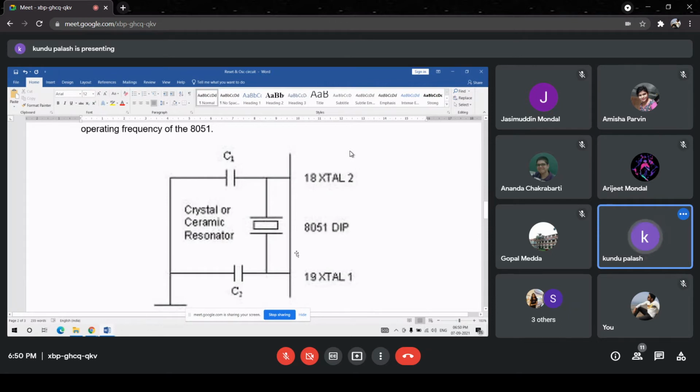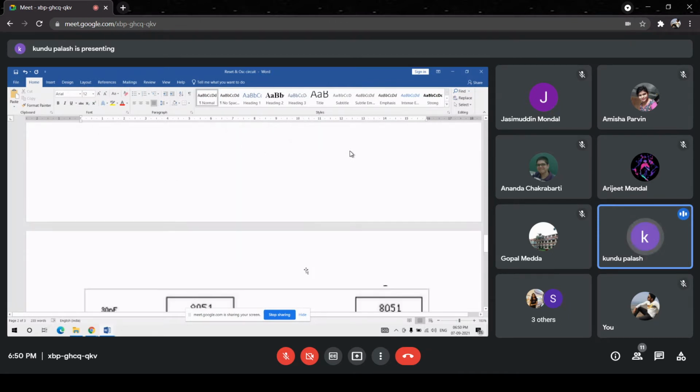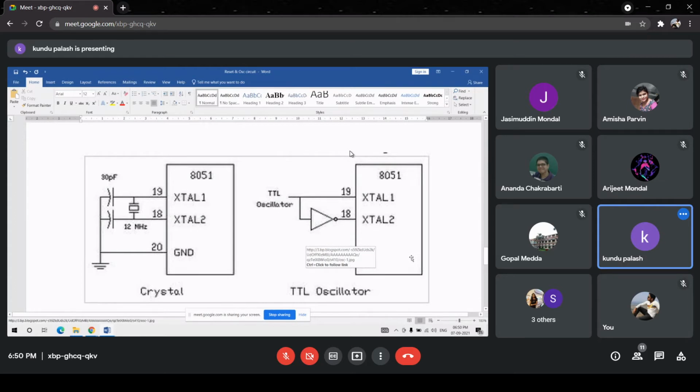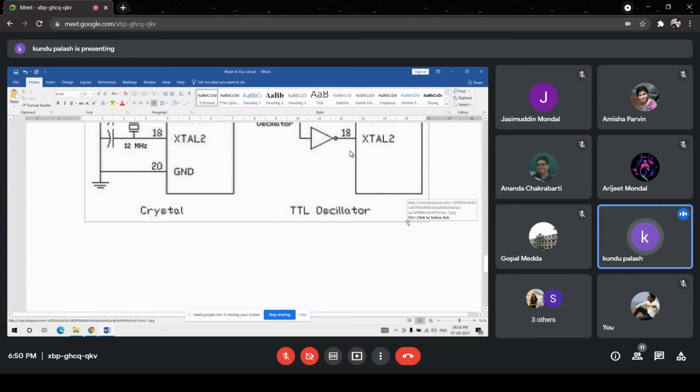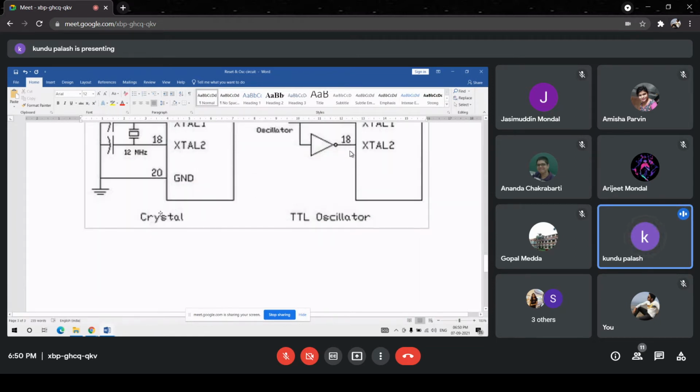And this type of crystal oscillator will be internally wave shaped by the 8051. As well as, in place of the typical piezoelectric crystal oscillator circuit, an external oscillator circuit can be connected. So the two pins should be connected directly, one from this and another from an inverted logic. That means if it is high, it will be low. So this is called the TTL oscillator circuit. Otherwise, this type of circuit is called the crystal oscillator circuit.